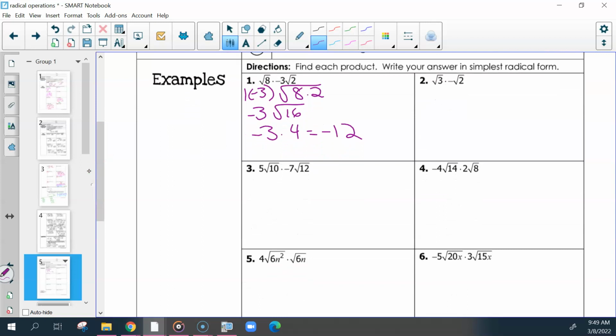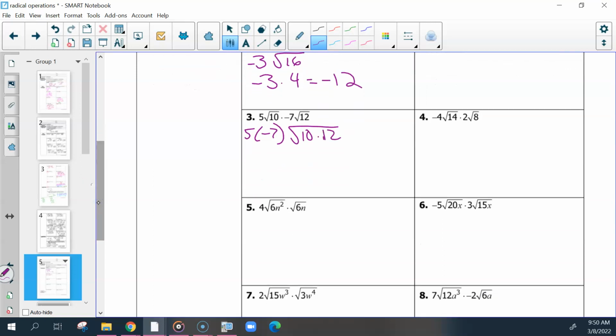Let's do number 3. Multiply what's on the outside, and then multiply what's on the inside. On the outside, what would we have? Negative 35. On the inside, what would we have? 120. Can we simplify that? It's not a perfect square, no.